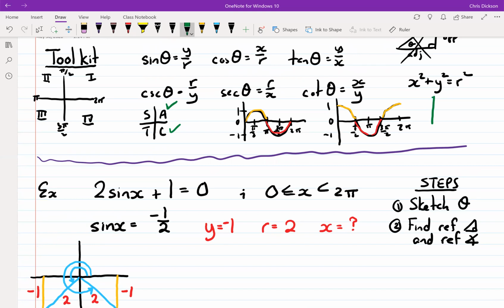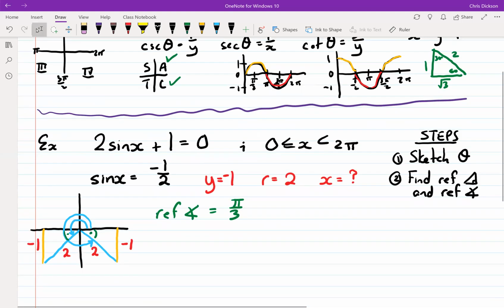So I have a 60-degree angle and a 30-degree angle. That's 2, that's 1, and that's root 3. Okay. And so I know that the angle right here, the reference angle, is the same in both. It's the same triangles. So the reference angle would have to be the angle across from the 1. And so that's the 60 degrees. But remember, we're working in radians, so that's pi over 3. So pi over 3 is actually 60 degrees.